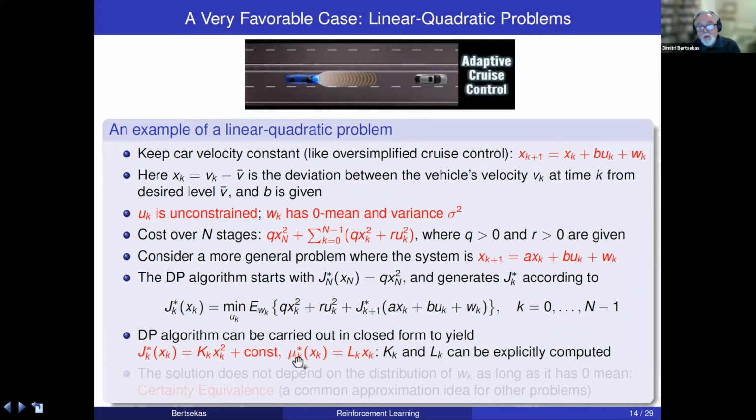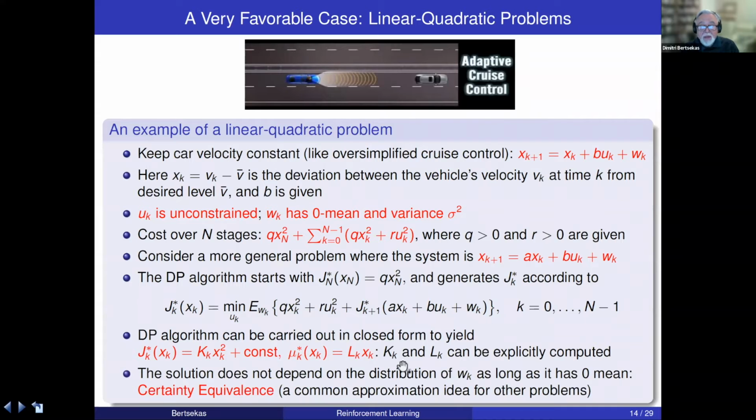Moreover, the optimal policy is linear, consisting of linear functions of the state, with these coefficients Lk also computed analytically. So linear policy functions of the state and quadratic cost. And that's the key to solving this problem. And it's owed to the fact that this calculation here is quadratic.